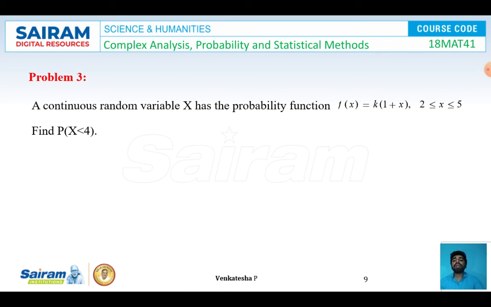Problem number 3. A continuous random variable X has the probability function f(x) = k(1 + x) for 2 ≤ x ≤ 5. Find P(X < 4). Before finding this, we are supposed to find the value of the constant k.